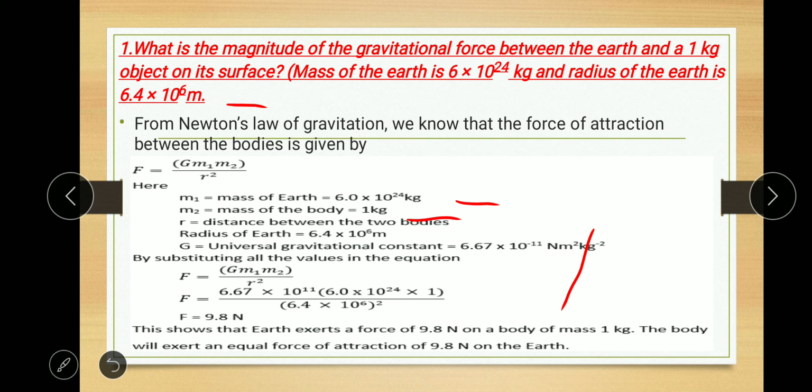By substituting all the values in the equation, put the value of G, M1, M2 and R, you will get F equal to 9.8 Newton. This shows that Earth exerts a force of 9.8 Newton on a body of mass 1 kg. The body will exert an equal force of attraction of 9.8 Newton on the Earth. Clear?